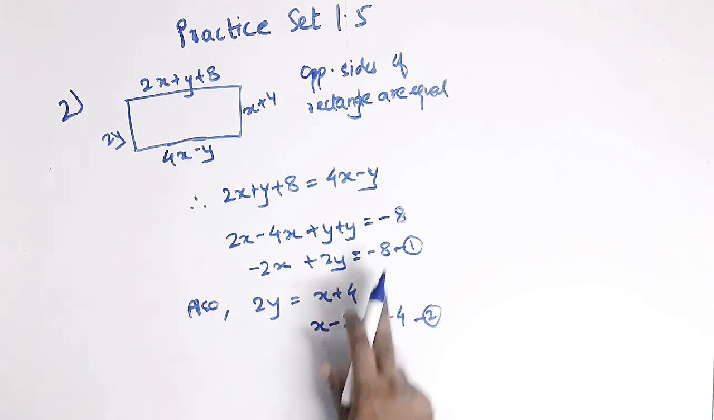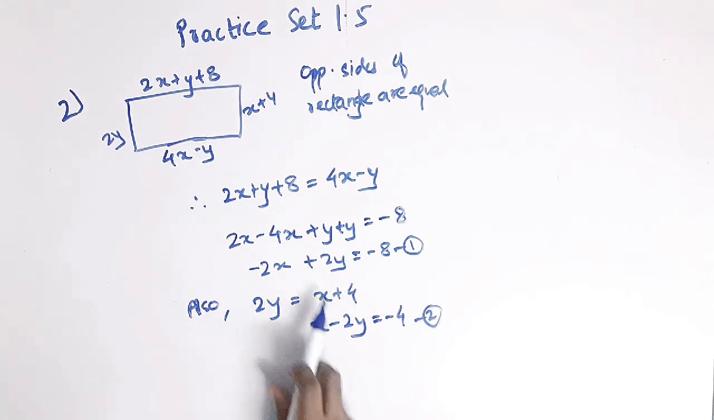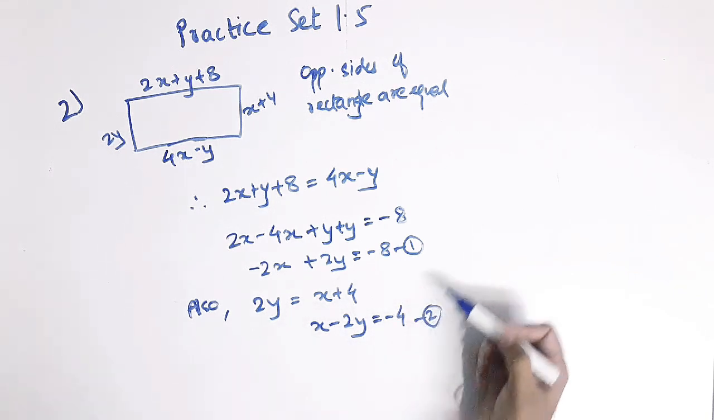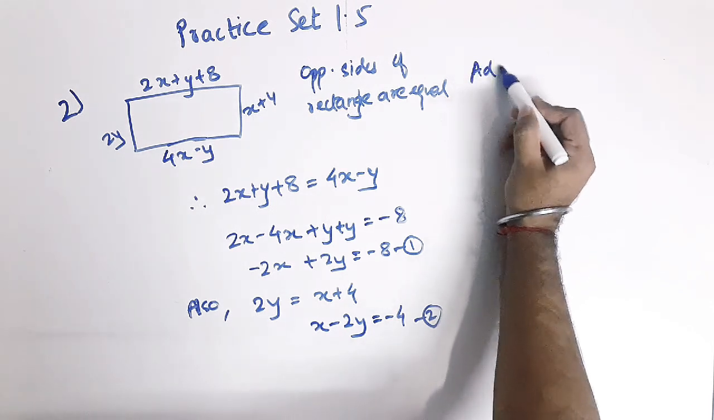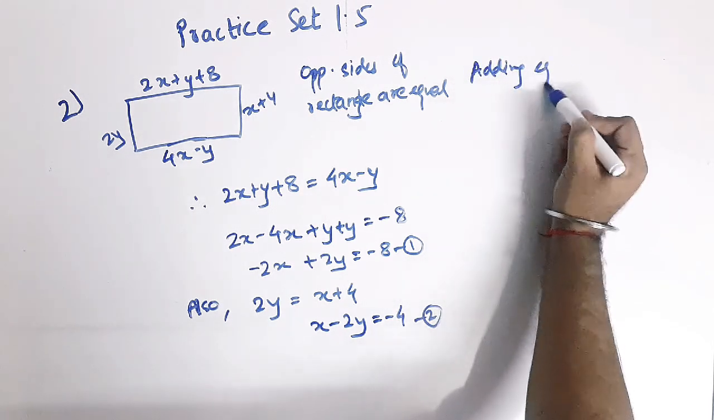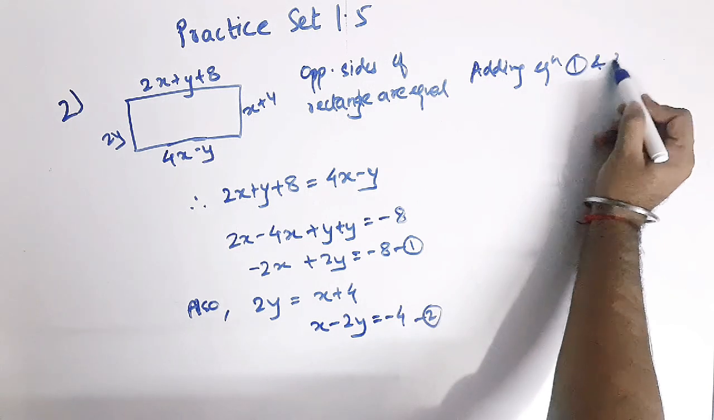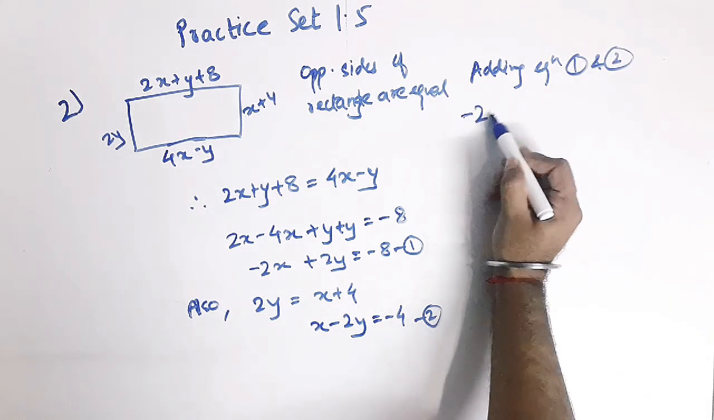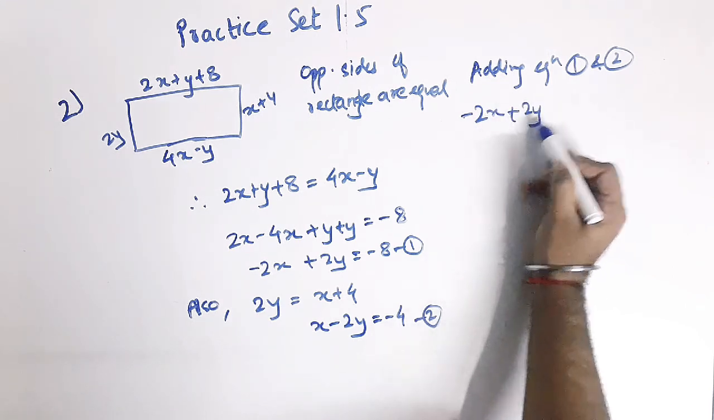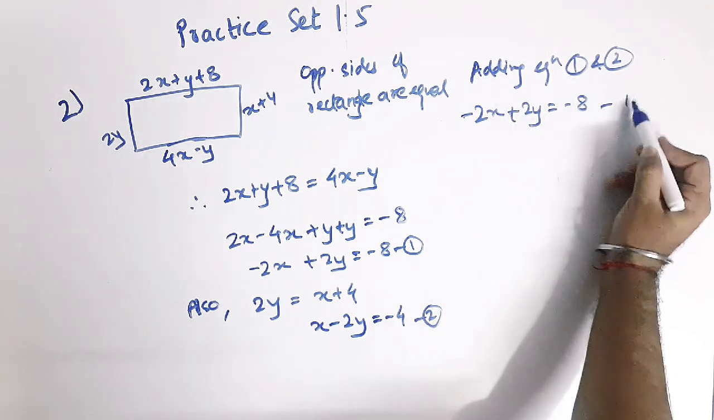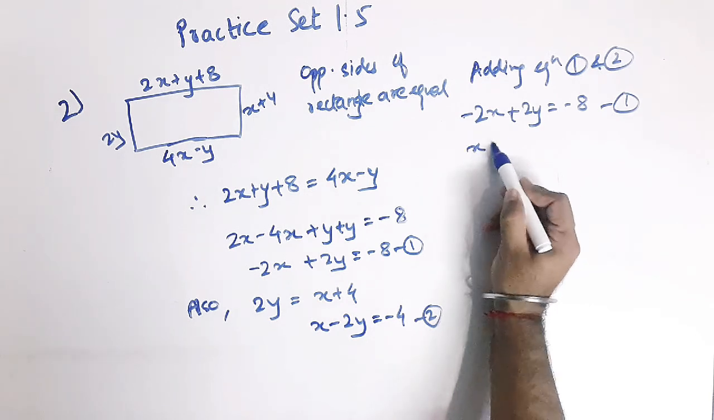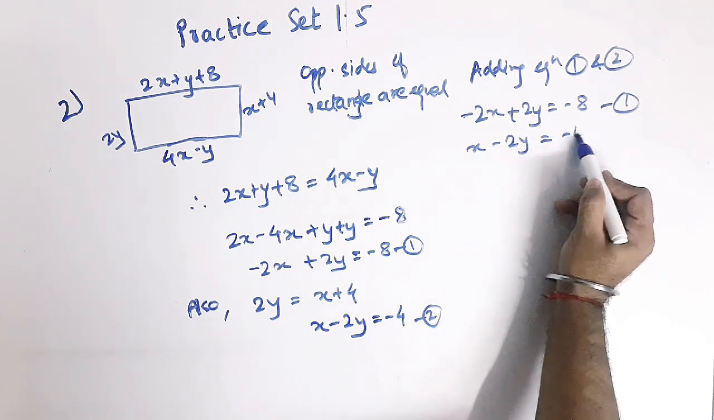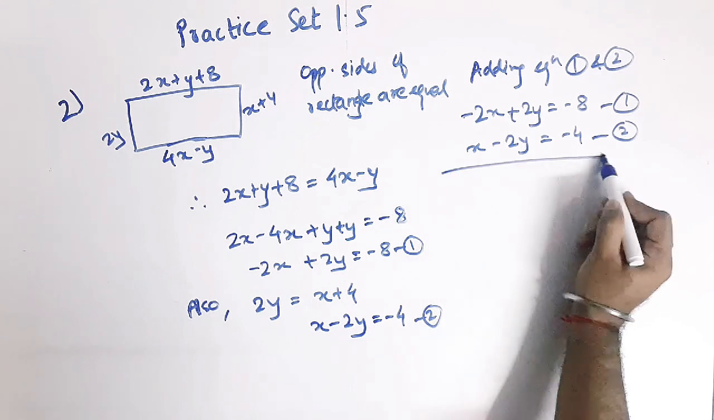Now what is good about first and second equation is plus 2y minus 2y, we can see the coefficients equal. Because the coefficients are equal, we can straight away cancel them. Adding equation 1 and 2: minus 2x plus 2y equals to minus 8, and x minus 2y equals to minus 4. This is second equation.